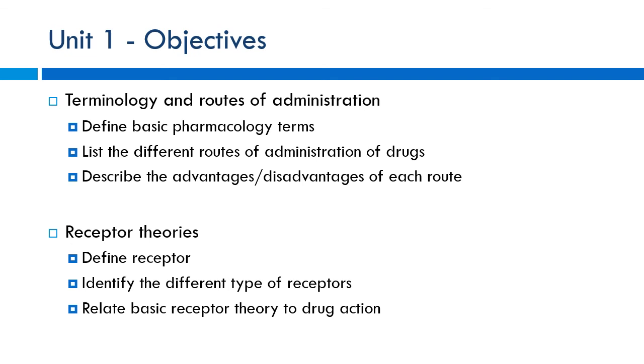So we're going to cover all of those. We'll talk about some of the disadvantages and advantages of each one of those. And then we'll talk a little bit about receptor theories. We'll talk about the different types of receptors and some of the basic actions that drugs can have at those receptors.